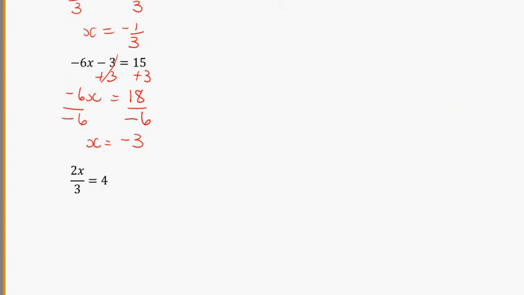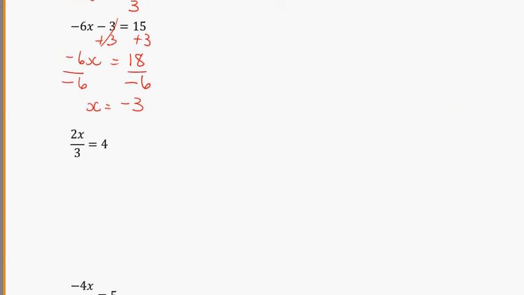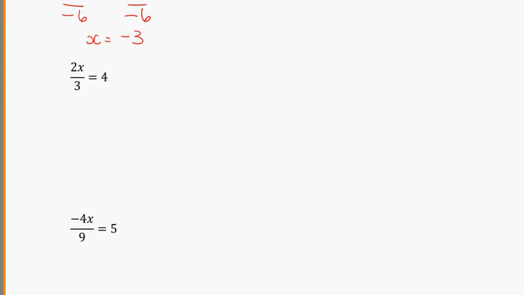Okay, next question. In this question, deal with the dividing one underneath first. So undo the dividing before you undo the multiplying. To undo the dividing, I'm going to multiply both sides by 3. Now 3 on the top and 3 on the bottom disappears, and you're left with 2x equals 12. Now undo the times 2 by dividing by 2, and x equals 6. Great.